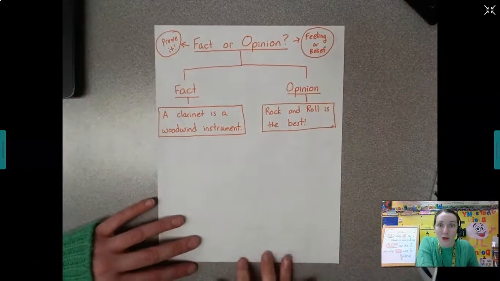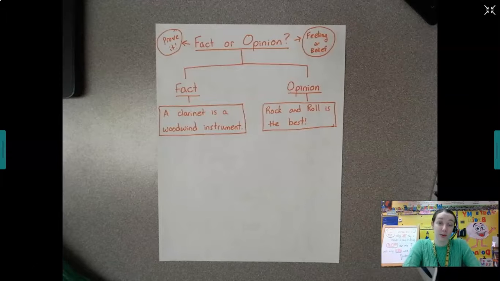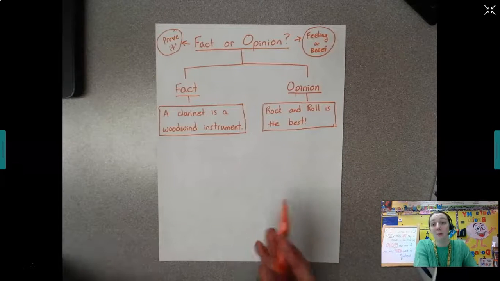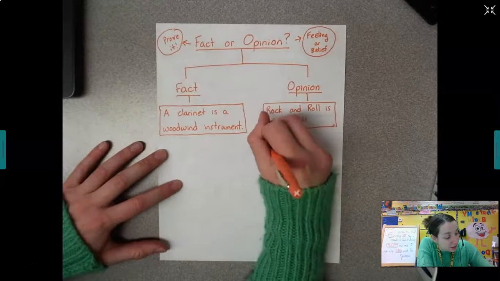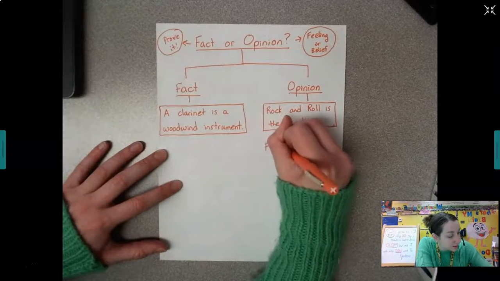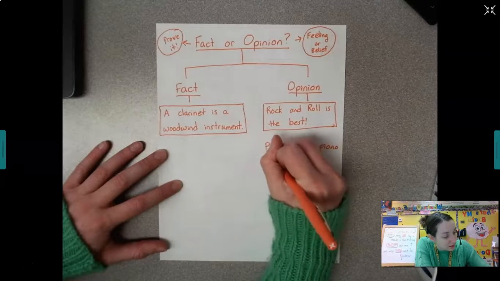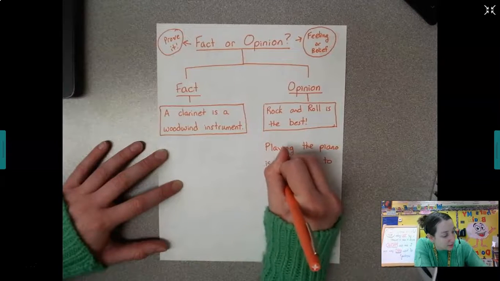All right, I'm going to give you another one and try not to tell you where it goes this time. All right, what about playing the piano is very hard to learn? Would that be a fact or an opinion? Playing the piano is very hard to learn. Well, that would be an opinion, right? Because not everyone might feel like it's hard. Some people might pick it up quicker than others, and so that's how someone feels. They feel like playing the piano is very hard to learn. So playing the piano is very hard to learn. Right? So we think that that's an opinion.